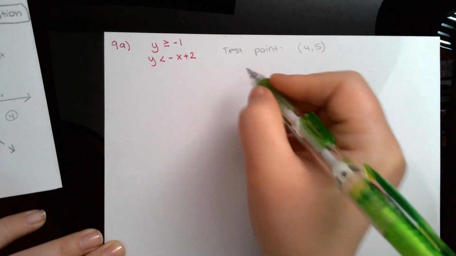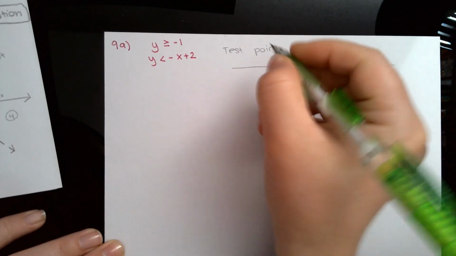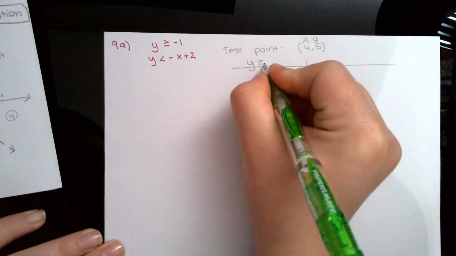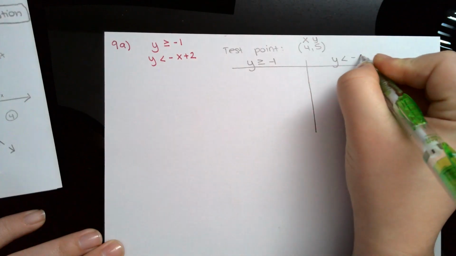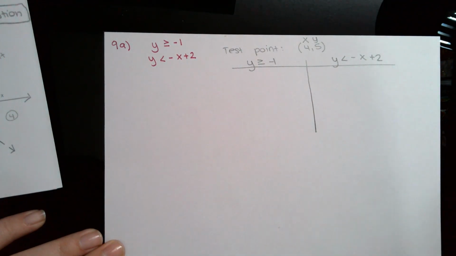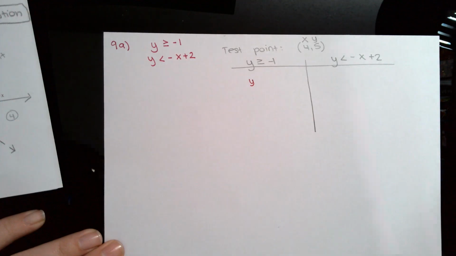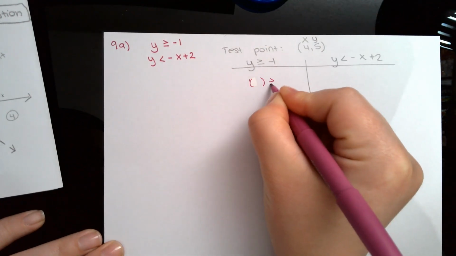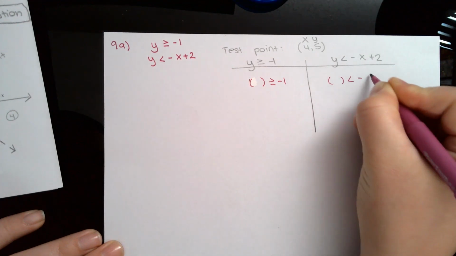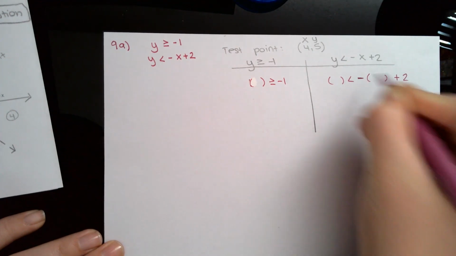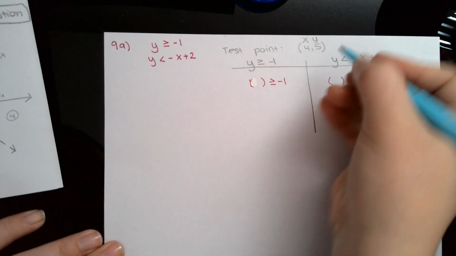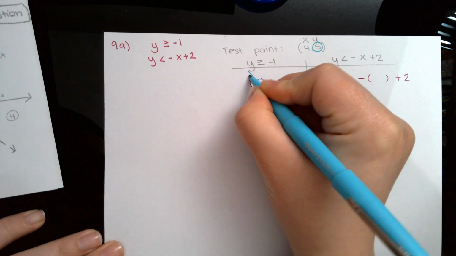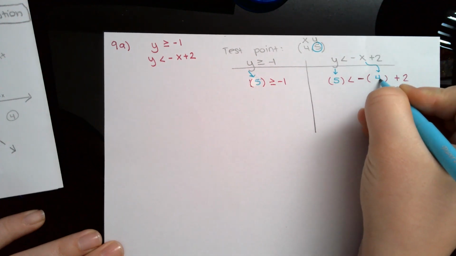And just like we did before, I'm going to test if my testing point of (4, 5) is a true situation. So I'm going to copy this down. Let's go ahead and open for y. We already know what y is. Here I need to open for y and open for x. Be careful with that negative. It is outside the parentheses. Our y is 5, and our x is 4.